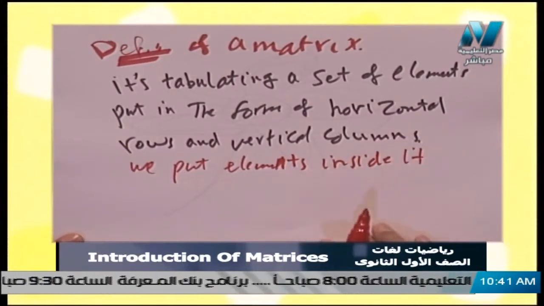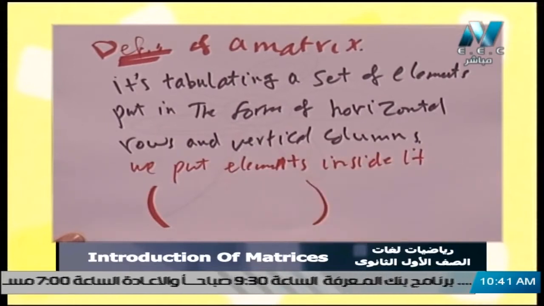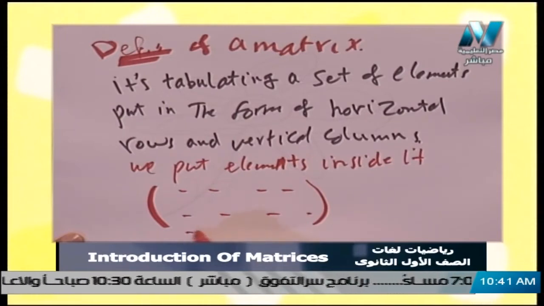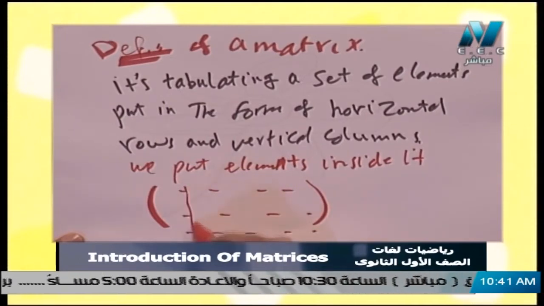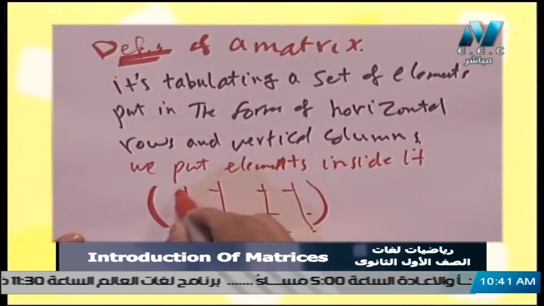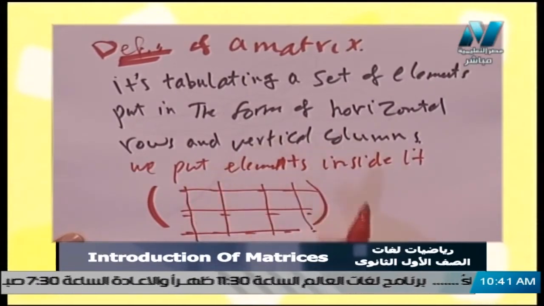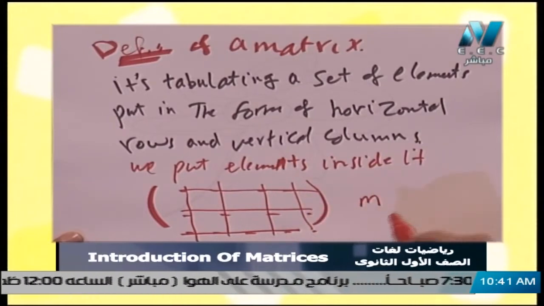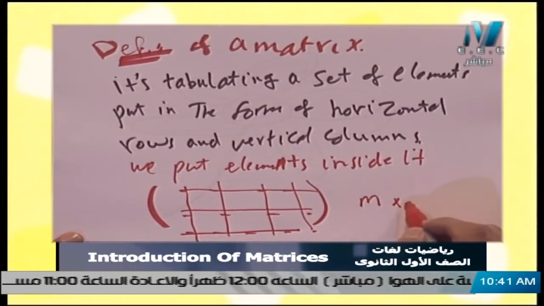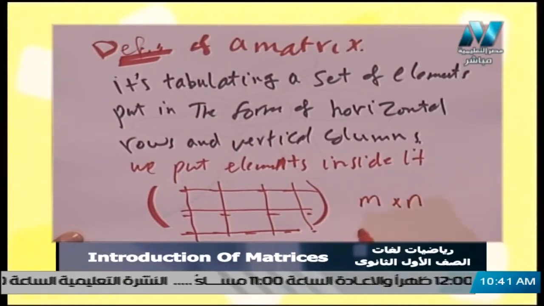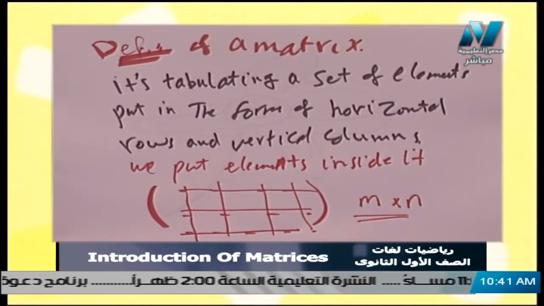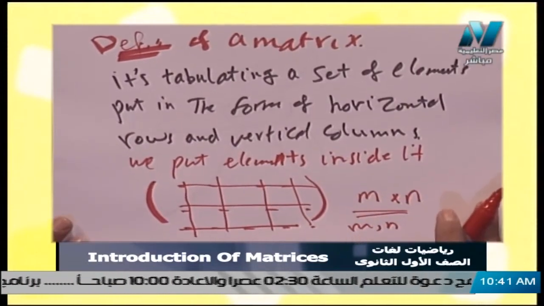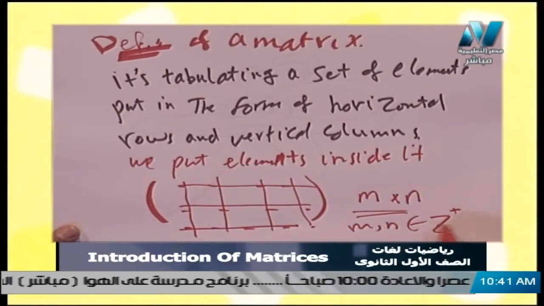Okay. We write it as this shape. We have a row here and another row. We can write a third row. Okay. And we have columns. We have rows and columns. The number of rows is called M, and the number of columns is N. So its order is M times or by N. M and N belong to Z positive.